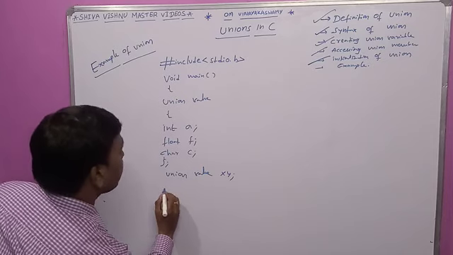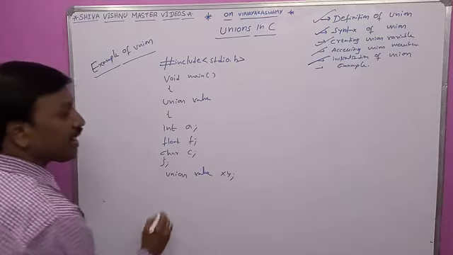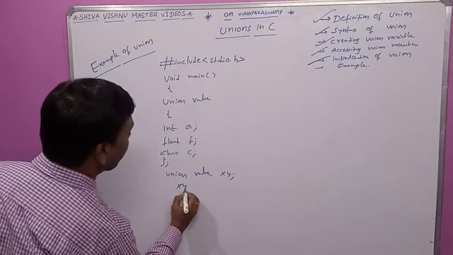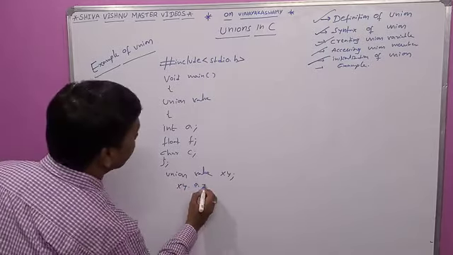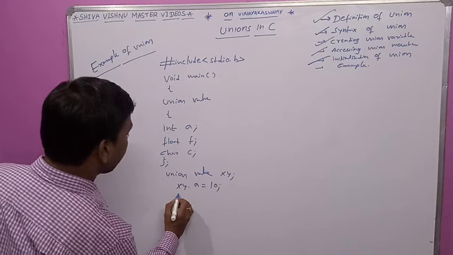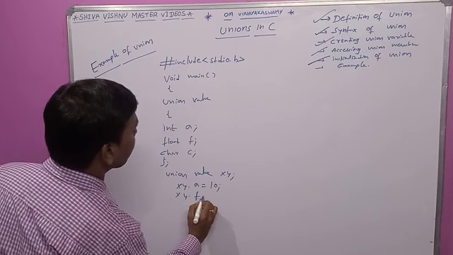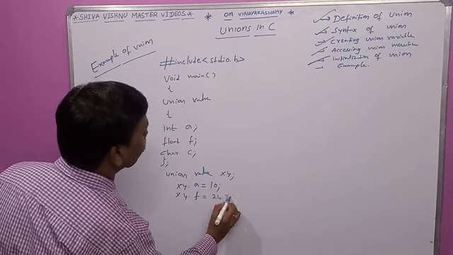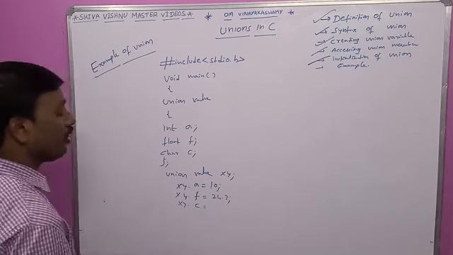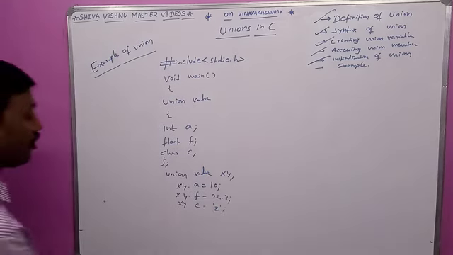Now we can see the initialization. The syntax is the variable, dot, the member. The variable xy dot member a is assigned 10. Then the xy member f equals 24 point something. Then xy dot c, the union member c, is assigned a character in quotation marks.